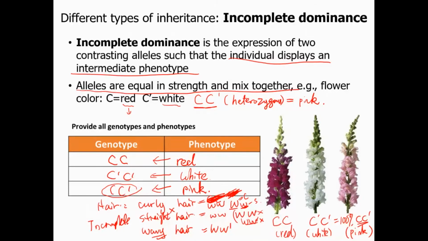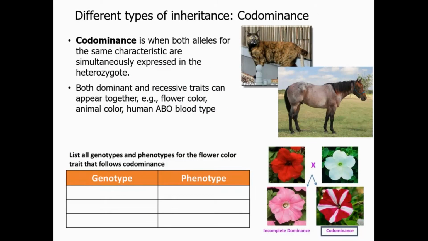Okay, so just remember that for incomplete dominance, the difference is this heterozygous, not dominant anymore, right? Just heterozygous. If you have two different alleles, the individual is going to have an intermediate phenotype, something in between. All right, now the second one that we're going to talk about is codominance.